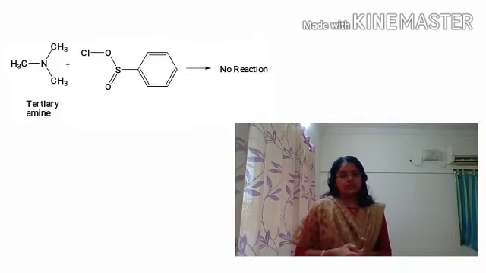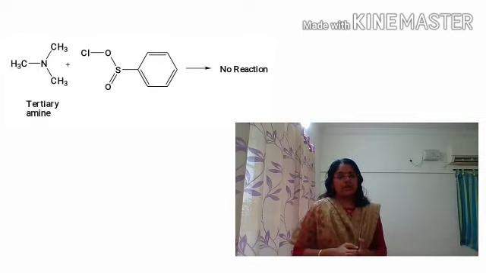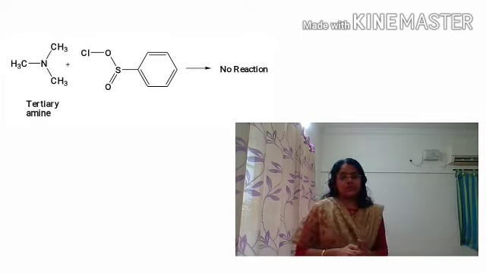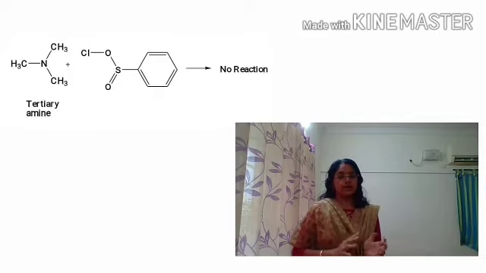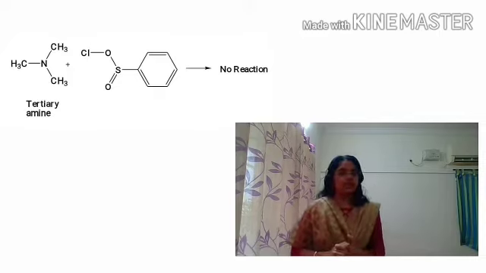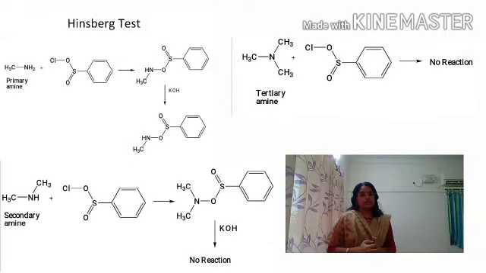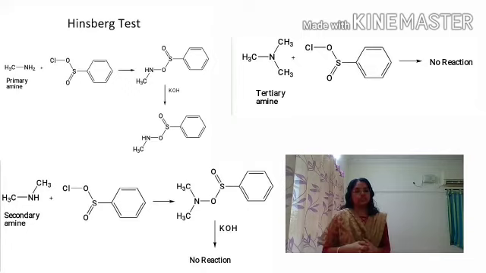Again, when considering the tertiary amine, it cannot react with the benzene sulfonyl chloride, that is Hinsberg reagent, because there is no more hydrogen atom present on the tertiary nitrogen. That's why this method is used as a distinguishing or separation method for the primary, secondary, tertiary amine from a reaction mixture.